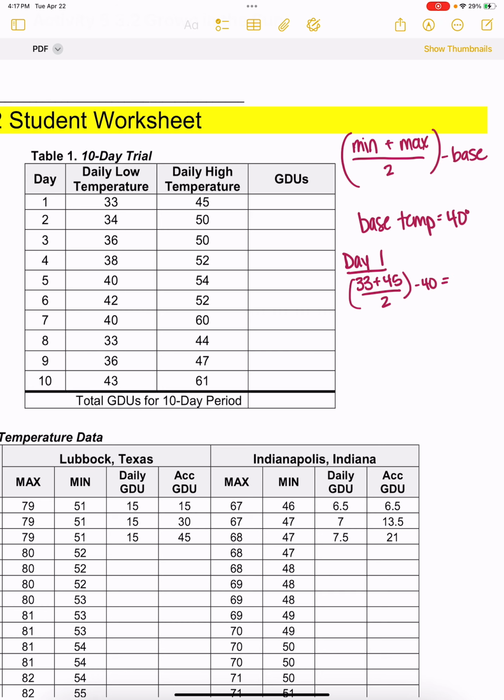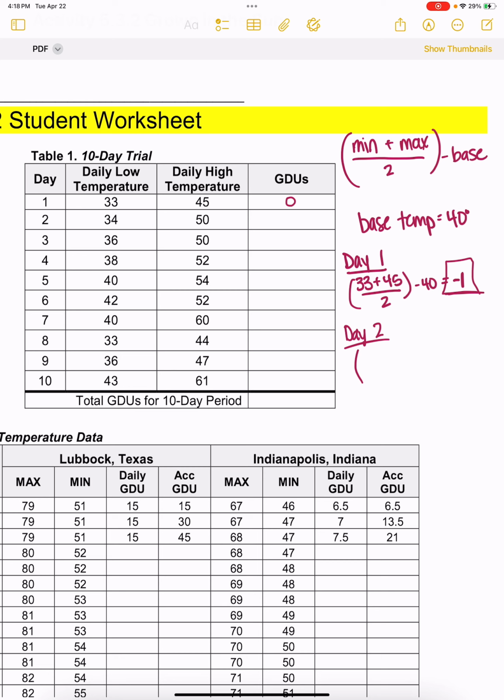which is going to give us, let me do that calculation really quick because I did not do that ahead of time. 33 plus 45 divided by 2, that's going to give us 39, minus 40. That's going to give us -1. Now, can a plant grow backwards? That's essentially what a negative number means, that the plant is growing backwards. A plant cannot grow backwards, so if we end up with a negative number, we're going to end up with 0 growing degree units.